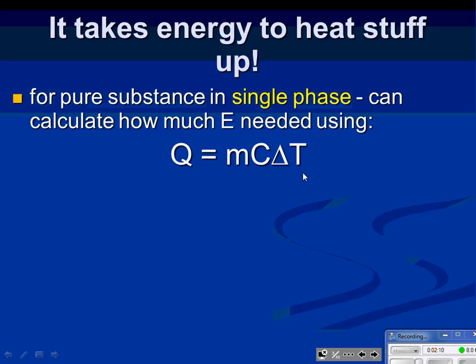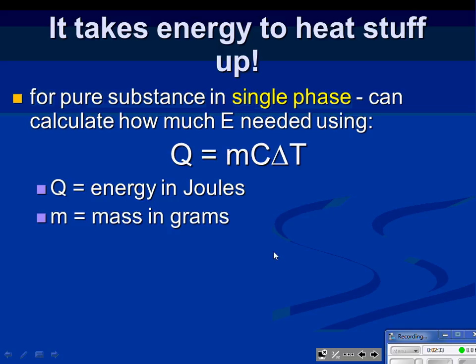Well, you might ask yourself, all right, what do all these things mean? Well, Q is the energy in joules. We label joules just simply with a letter J. So if you see anything labeled J, that is energy. M is the mass of the substance in grams.